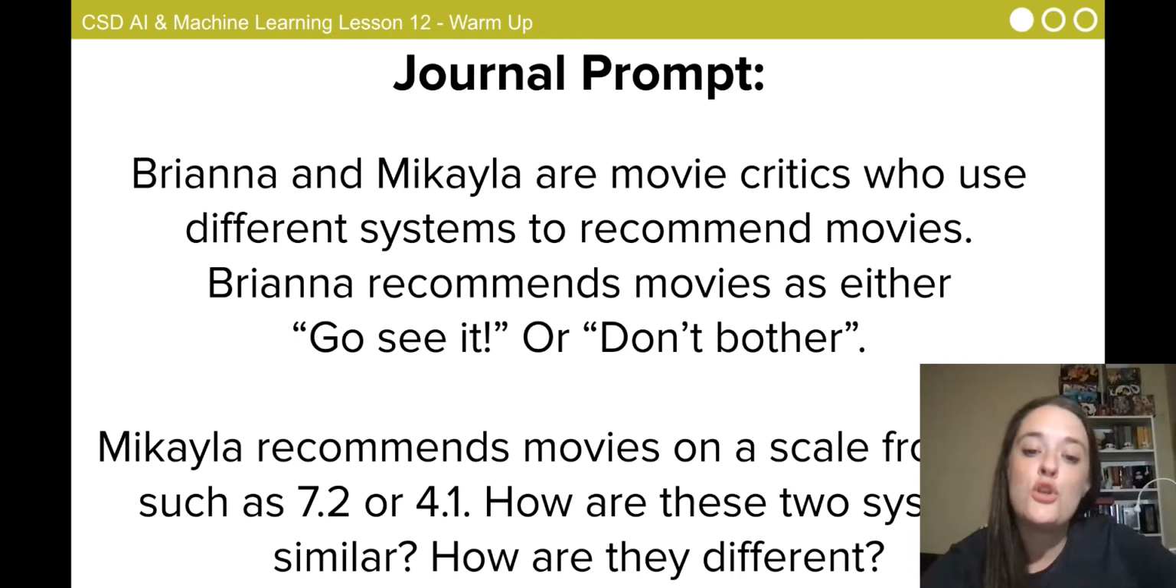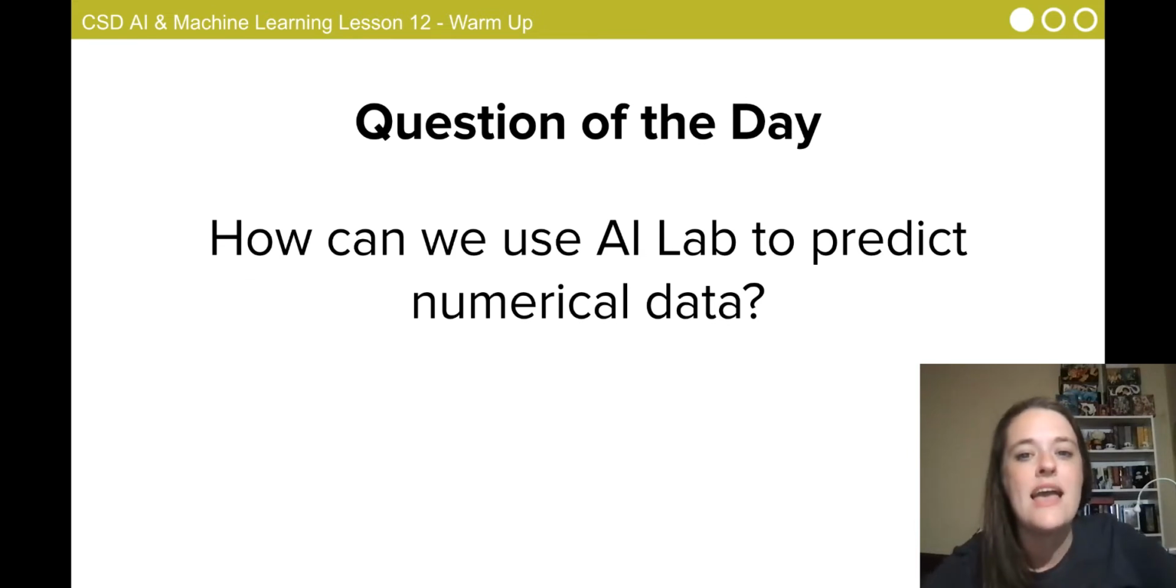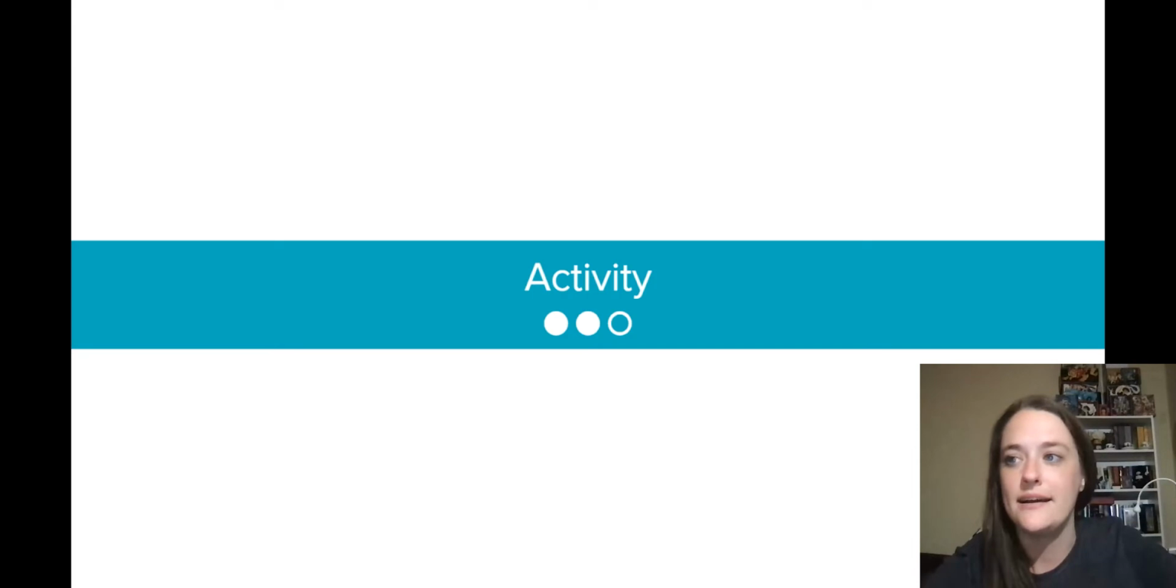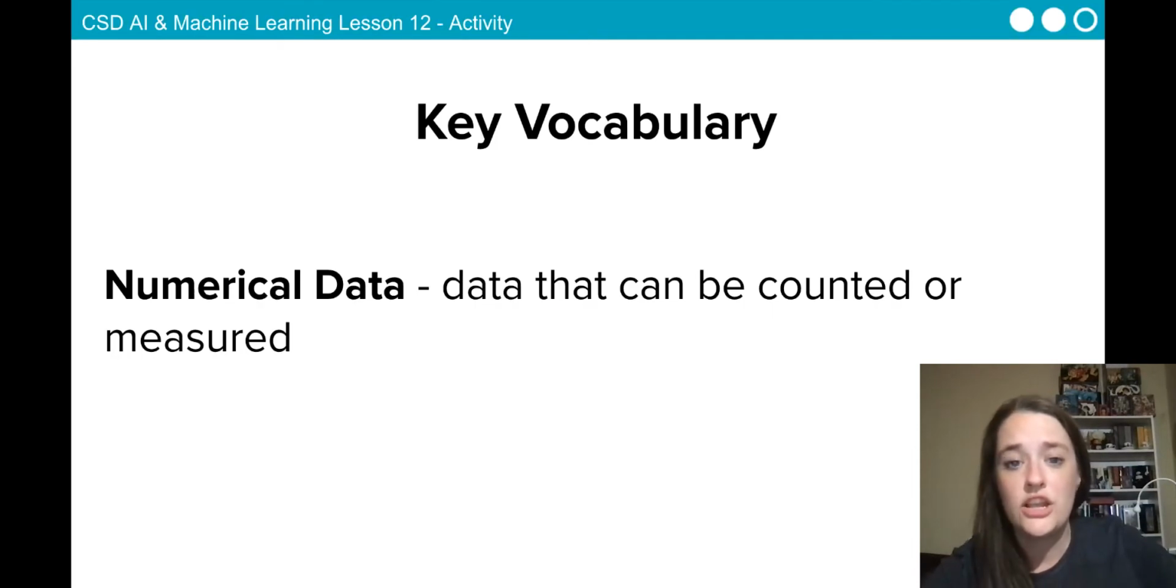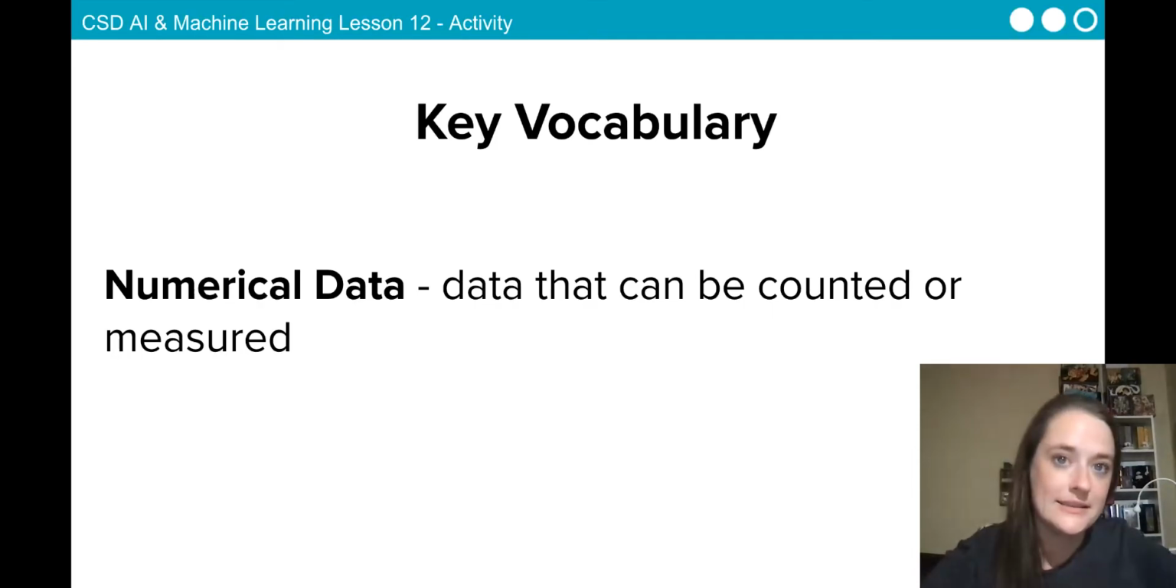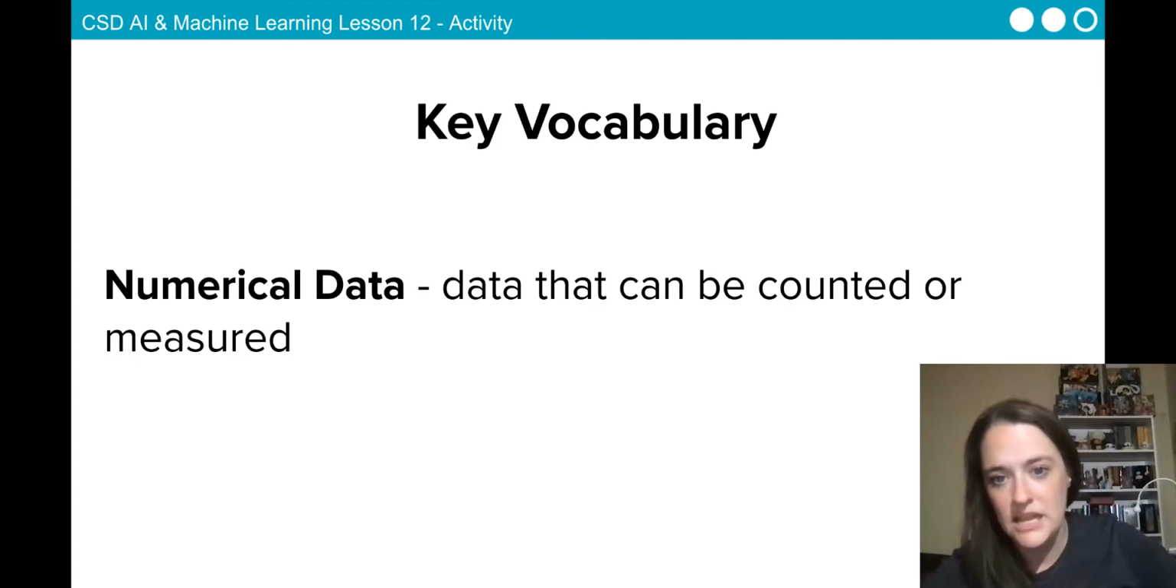This is numerical data. In this lesson, we will learn how to use numerical data in AI Lab to make new kinds of recommendations and predictions, which brings us to our question of the day. How can we use AI Lab to predict numerical data? Your key vocabulary for today is numerical data. This is data that can be counted or measured.